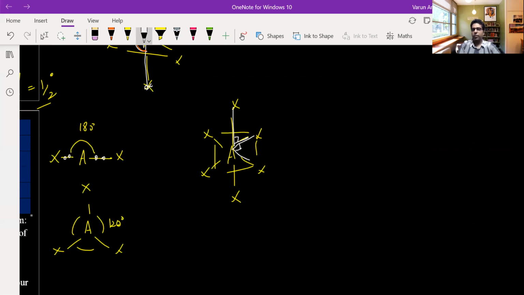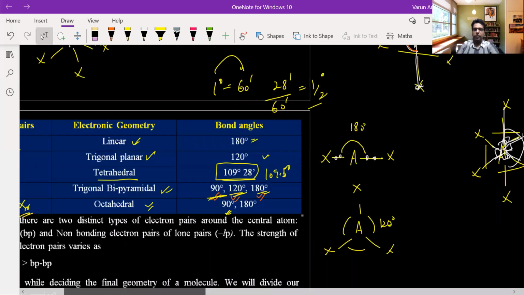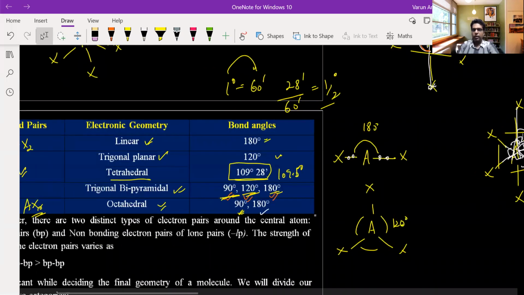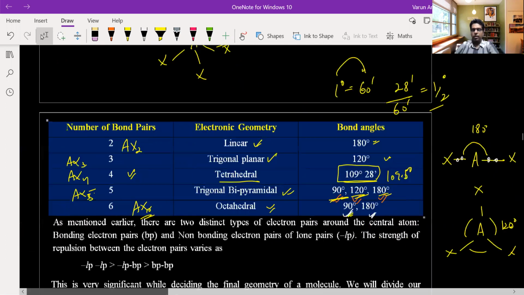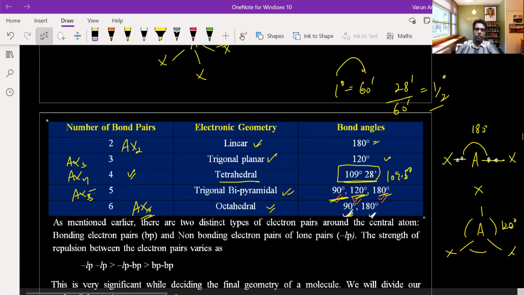So this is a square. So the diagonals bisect each other at 90 degrees. So this angle is 90, this angle is also 90. So all the angles are 90 except this angle, XAX, which is 180. So in octahedral, one angle is 180, rest all the angles are 90. So draw this table. Rest will be continuing in the next class.